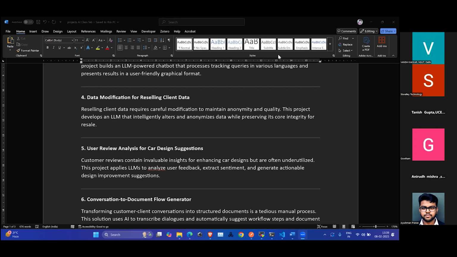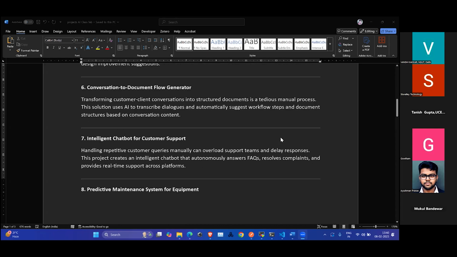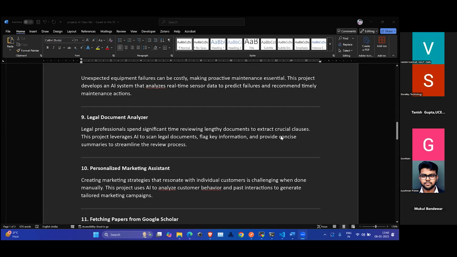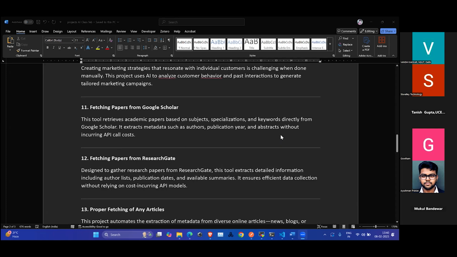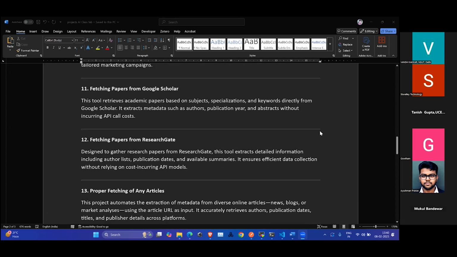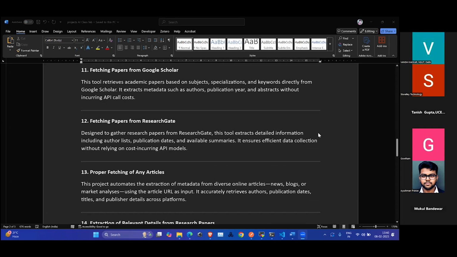Okay, and after that, data modification for reselling to clients. So this is what we have done in my previous company. I don't want to tell the name of the company. Okay, we had so many clients. Once we finished any project with a client, and after that our agreement got closed and everything was done, but now in our database we have the client data.